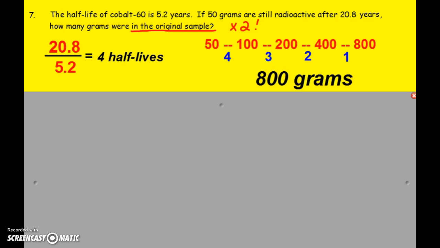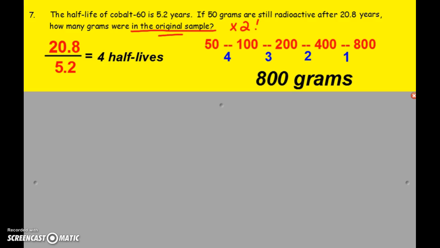So there's 4 half-lives, so 50 times 2 is 100, times 2 is 200, times 2 is 400, and one more time times 2 gets us to 800 grams. So 800 grams was what we started with. If it was like a previous question, I would say after 28.8 years, how much is still radioactive, and you would have to divide by 2 to get to 50. All right. So there'll probably be one of these coming up on your little test too. Again, when you need to find the original sample, you multiply by 2 instead of dividing by 2.